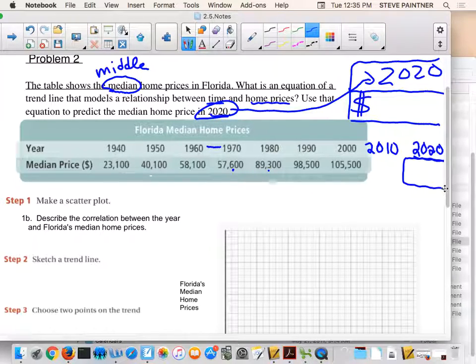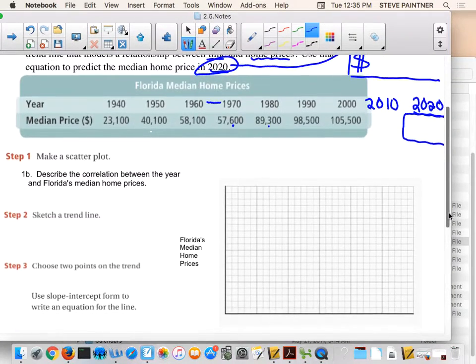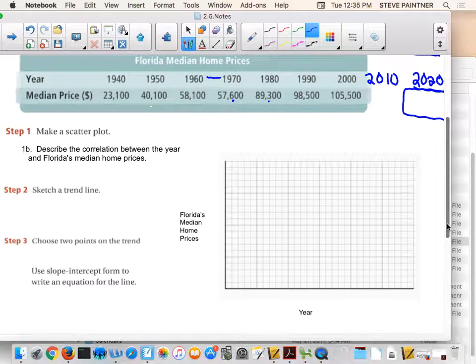We'll do that later. To make a scatter plot, I want you to look at your data. Look at how big some of your numbers are. Like, for instance, you have to graph the year. Now, remember, this is X. This would be your Y-axis, right? The year is 1940. So that means the first point you're going to graph is 1,940. This is the year.